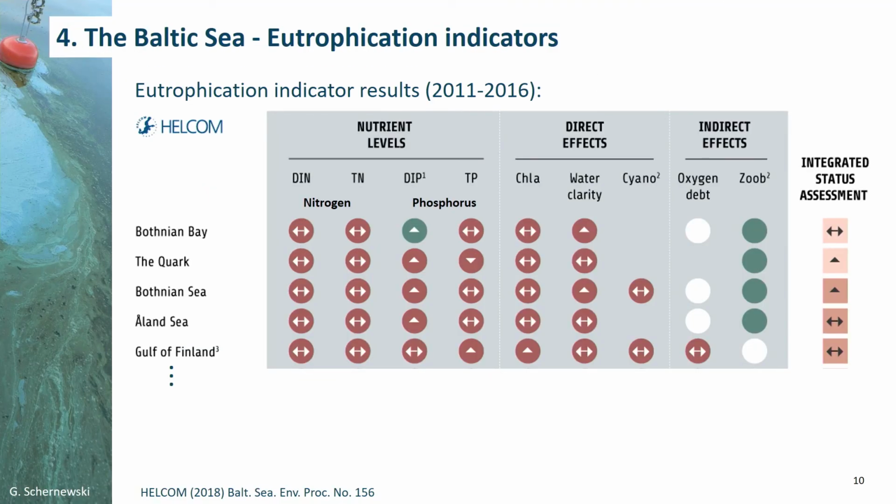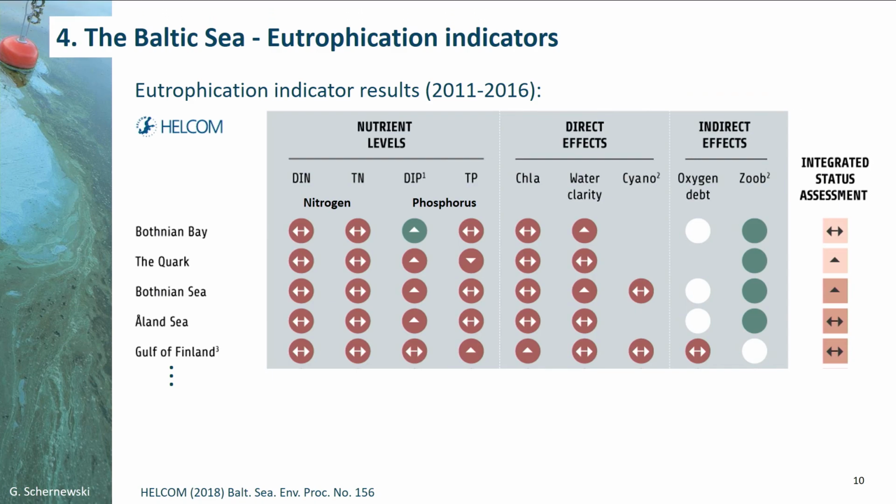In this figure, the single indicator results are shown exemplarily for 5 subbasins. For the criteria nutrient levels, total and dissolved nitrogen and phosphorus in the surface water are monitored. To assess direct effects, phytoplankton production is measured through the chlorophyll A concentration in the surface water, and further water transparency and the extent of cyanobacteria blooms are monitored.